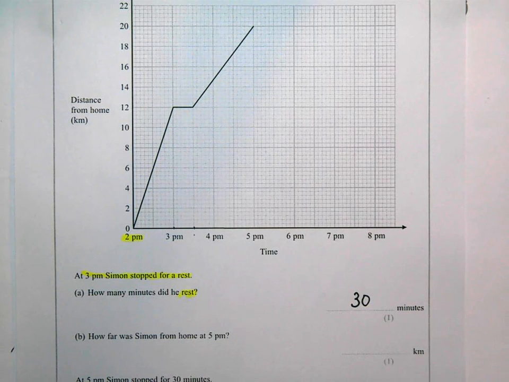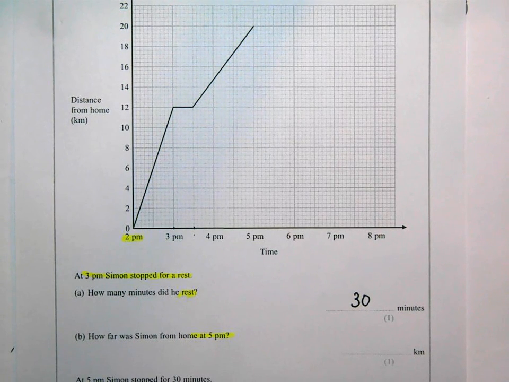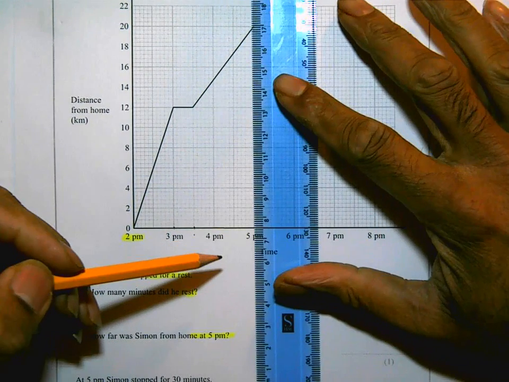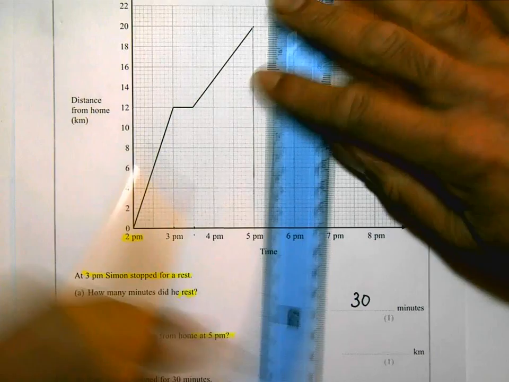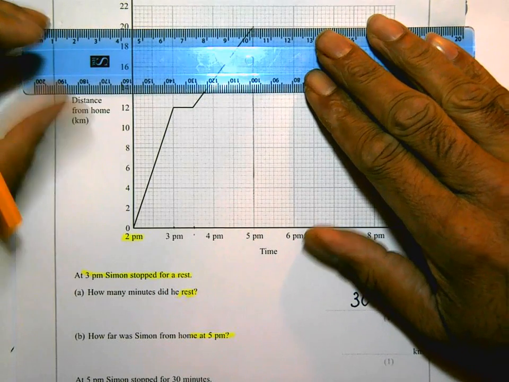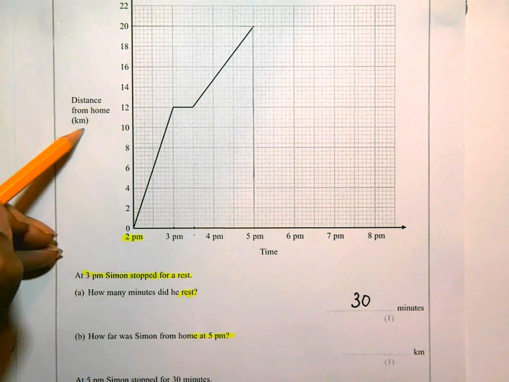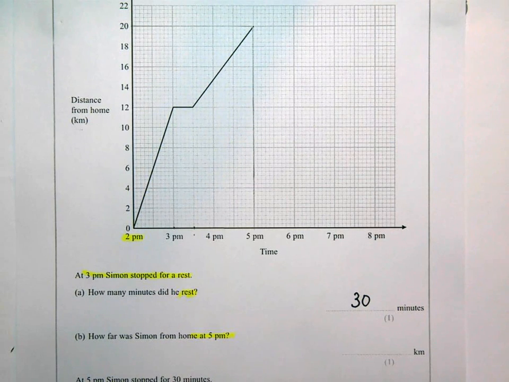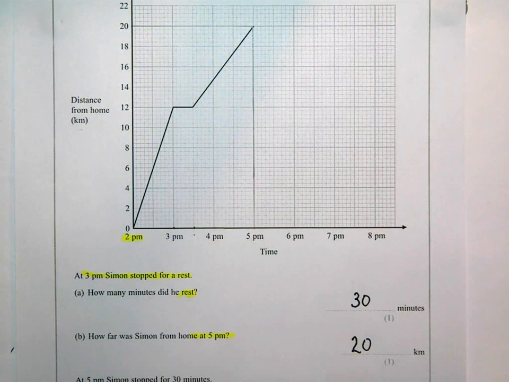30 minutes. Part B says, how far was Simon from home at 5 p.m.? So at 5 p.m., how far away from home was he? Now, looking at the graph again, you go to 5 p.m., go all the way up to where it meets the graph, and you could simply read it off. I've drawn the line here just to put some extra emphasis on it, but at 5 p.m. he was 20 kilometers away from home. So I'm going to put that in there, 20 kilometers. Those 2 marks for each of those parts are pretty straightforward.